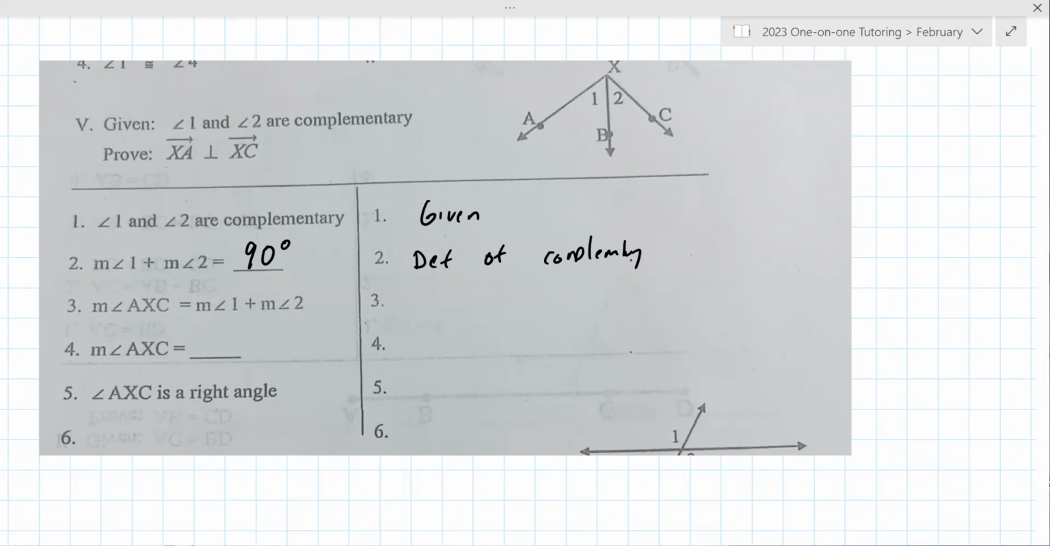So it's like you can't just say, oh, they're complementary, it's 90 degrees. You have to actually say this. All right, so now the measure of angle AXC, so that's the big angle. It's the measure of the two little angles. And that's where I was wondering if you have to say angle addition property or just addition property.